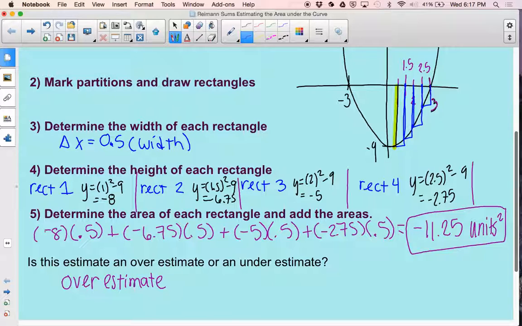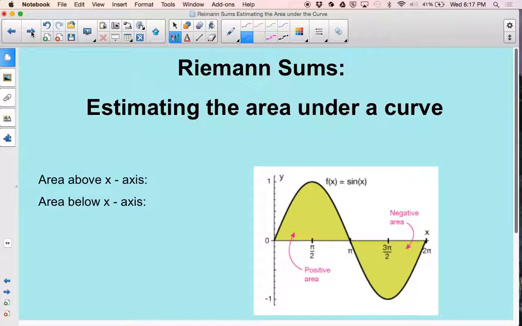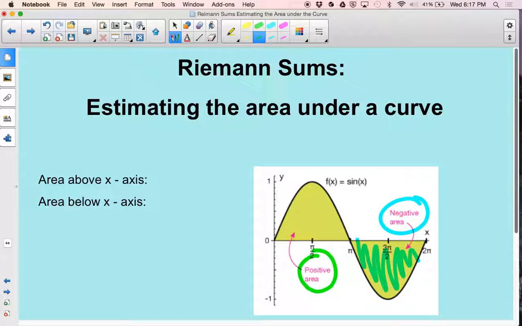Okay. Now you notice that our area is negative, so I want you to ask yourself, why is the area negative? I think most of you would figure out that it's negative because it's under the x-axis, because our y values are negative. So whenever you have area that is under the x-axis, it's going to be negative. All this area under here is negative. Whenever you have area above the x-axis, that's considered positive.